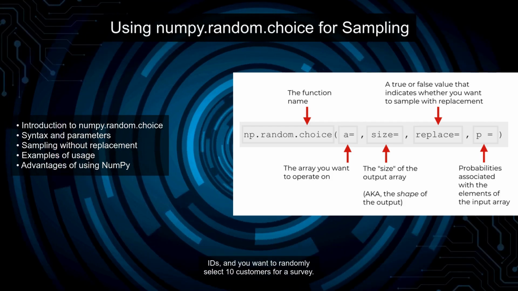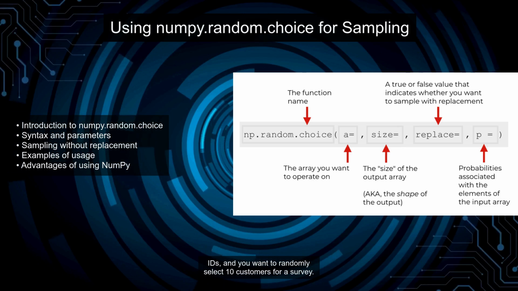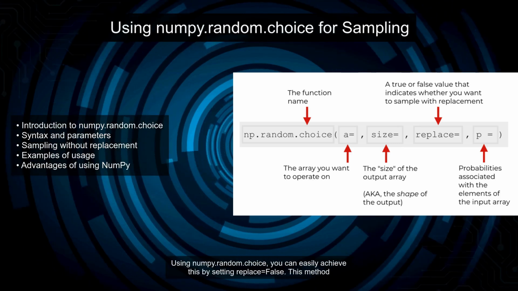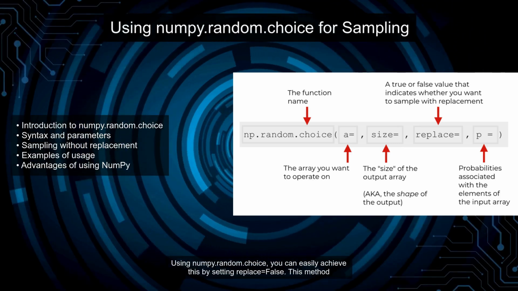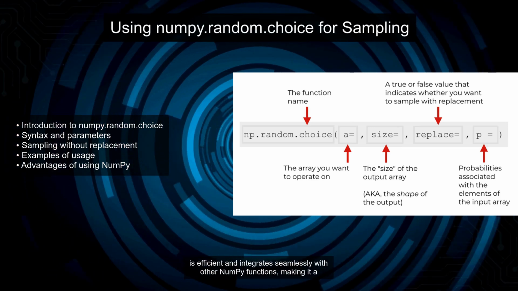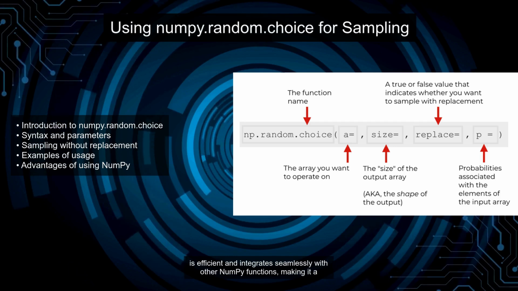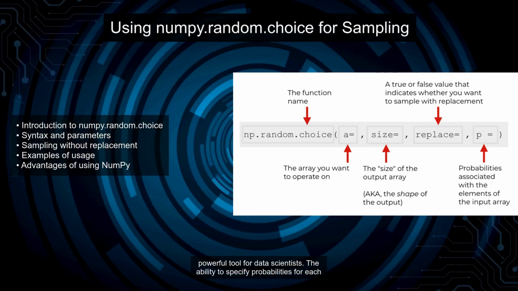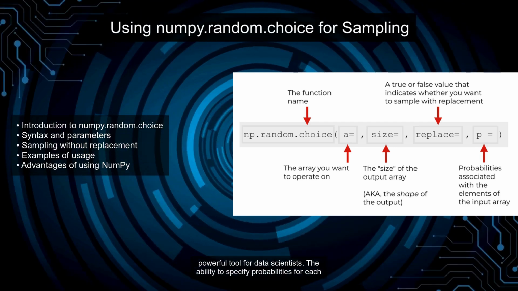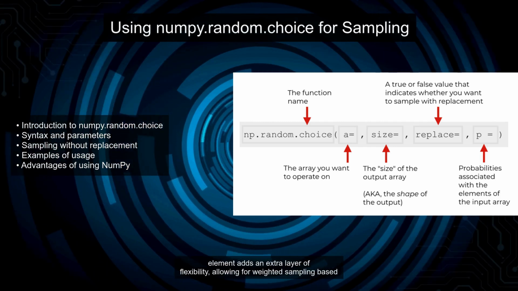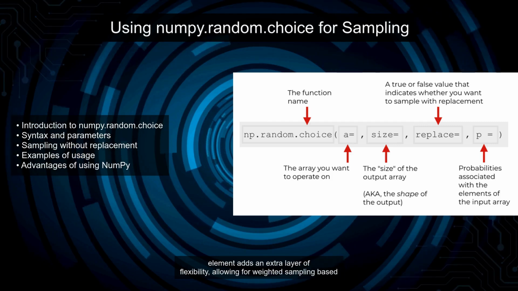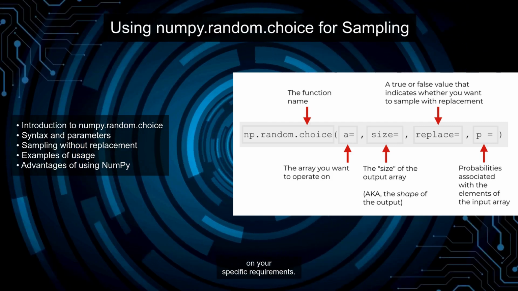Let's look at an example. Suppose you have an array of numbers representing customer IDs, and you want to randomly select 10 customers for a survey. Using numpy.random.choice, you can easily achieve this by setting replace=False. This method is efficient and integrates seamlessly with other numpy functions, making it a powerful tool for data scientists. The ability to specify probabilities for each element adds an extra layer of flexibility, allowing for weighted sampling based on your specific requirements.